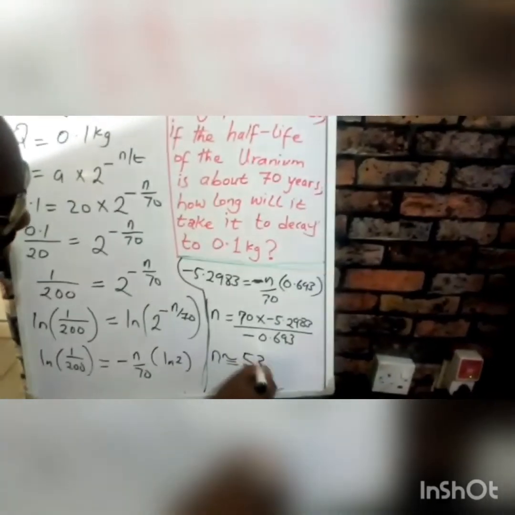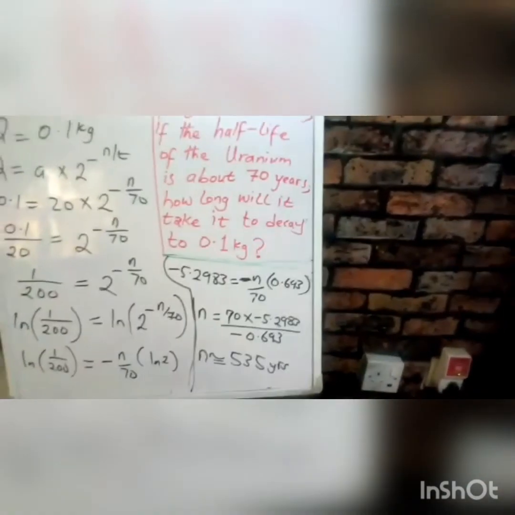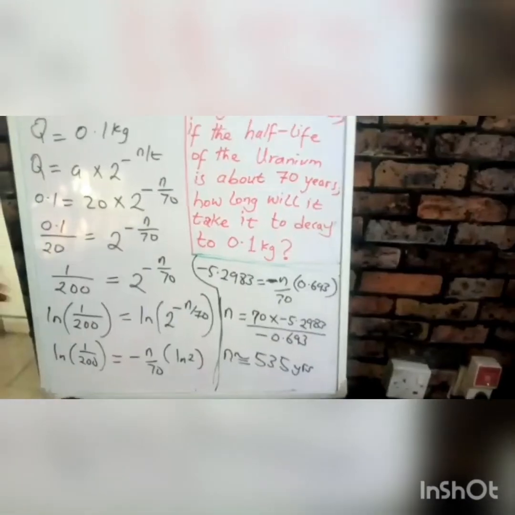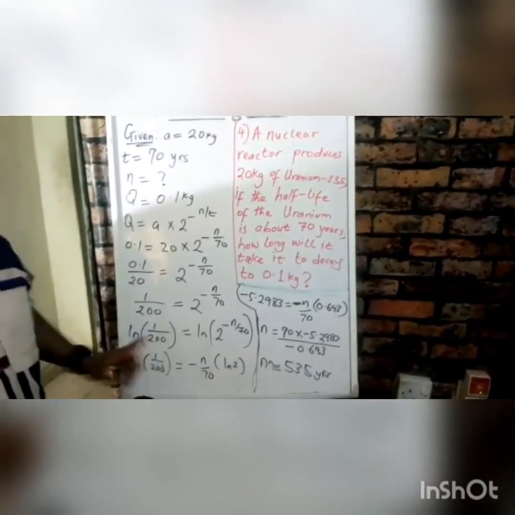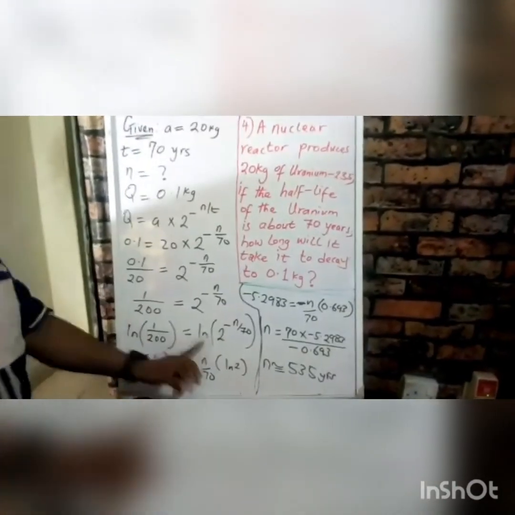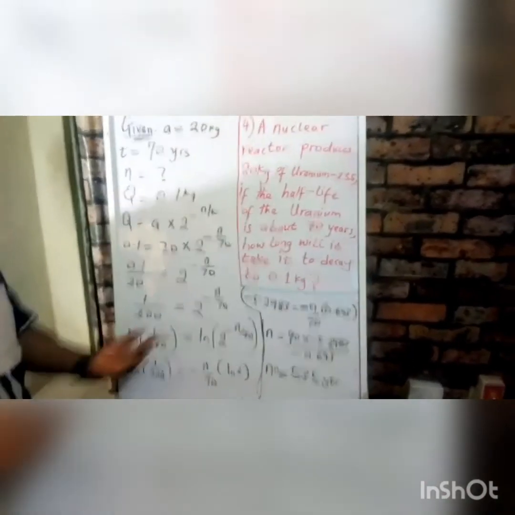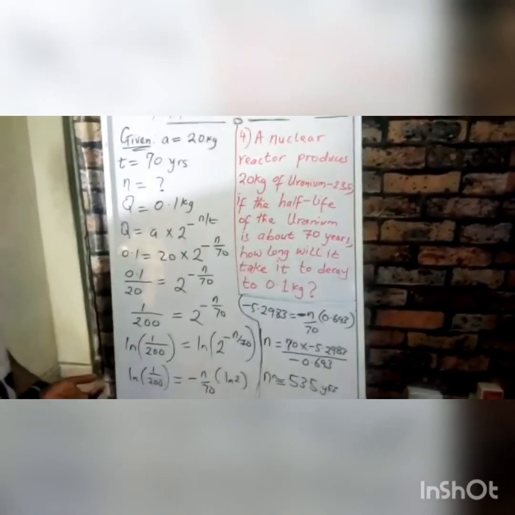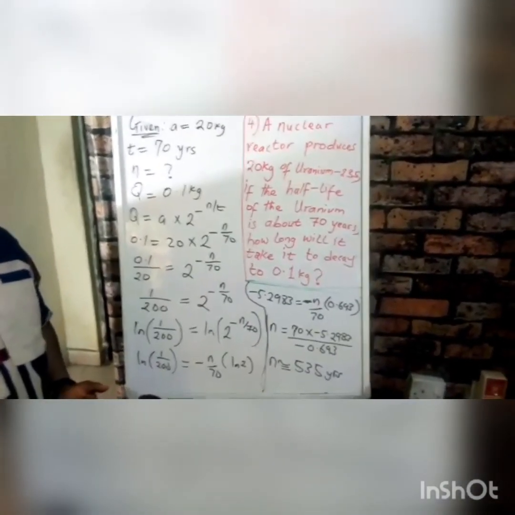535 years. So my dear students, I need you to be very careful and deliberate when you try to practice this. In lieu of the ln, you could have used your normal logs, that's log to the left and log to the right, because that's what I did. I applied the natural log, ln, that's log to the base e, to both sides. If you do that, at the end of the day, you can have your n as 535 years.